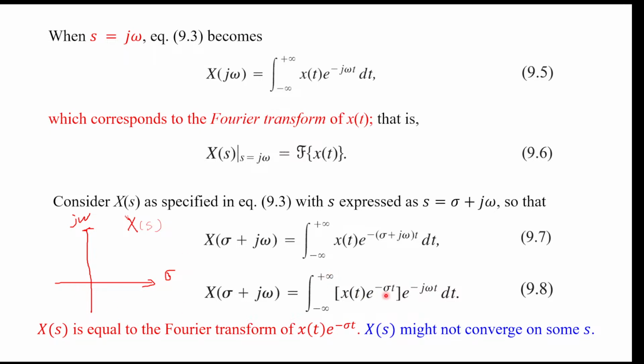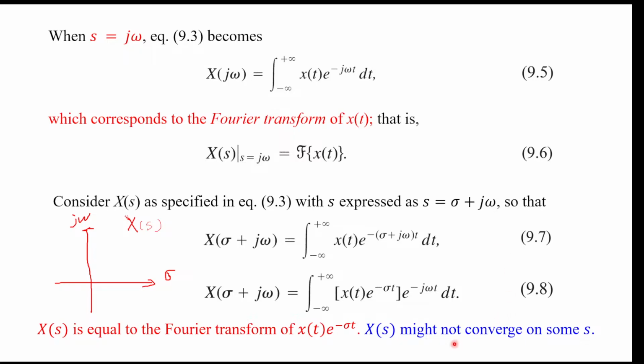So we see that if we fix some sigma value, then this equation for different omega is just a Fourier transform of x of t e to the minus sigma t. So you see that you can actually calculate the Laplace transform as you calculate the Fourier transform. So for some s, you can fix this sigma, and then you calculate the Fourier transform of x of t e to the minus sigma t. And then you will see the Laplace transform for that sigma and every omega.